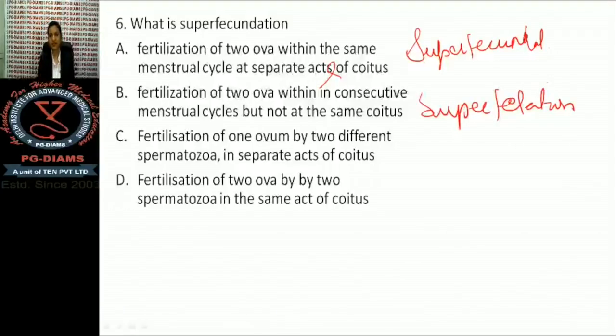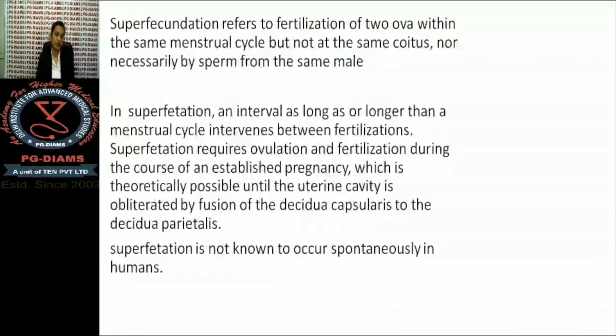The difference between fecundation and fetation is only of the cycle. If it is in the same cycle, it is called superfecundation, and if it is in two different, consecutive cycles, it is superfetation. So let's see the definition. Superfecundation refers to fertilization of two ova within the same menstrual cycle. Like 2-3 days, there was a gap of 2-3 days. First ovum got fertilized 2-3 days back, and then a second ovum got released, which got fertilized subsequently in the same cycle.